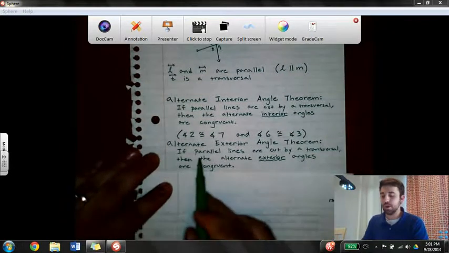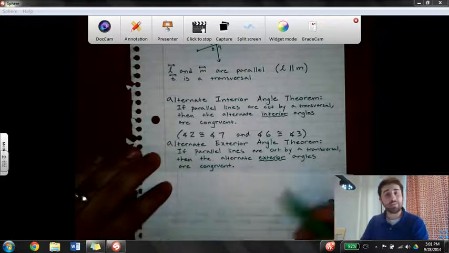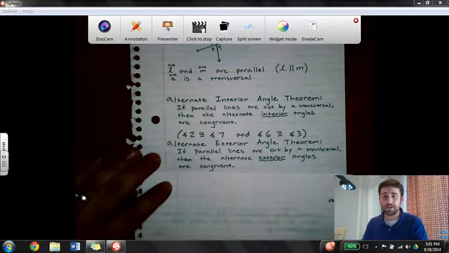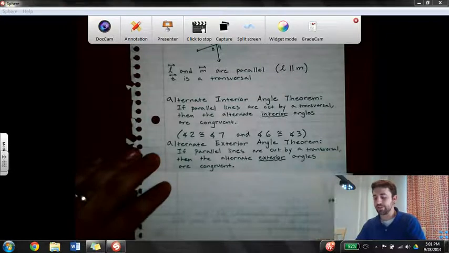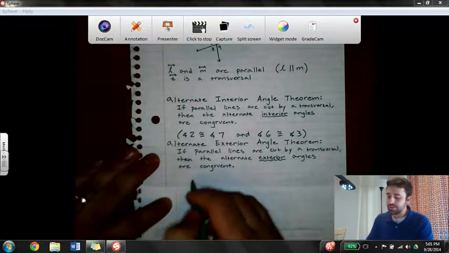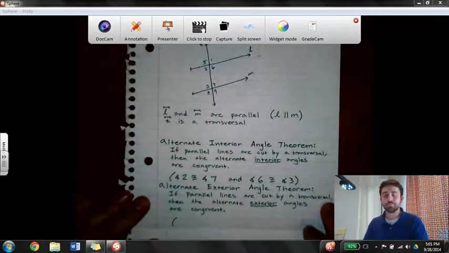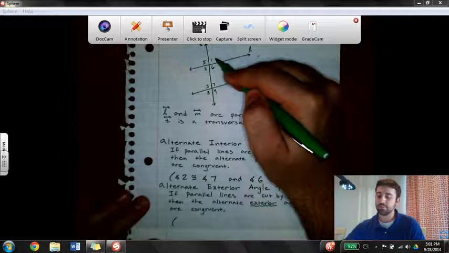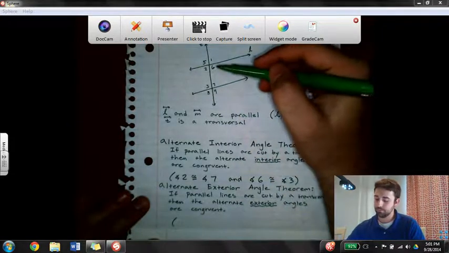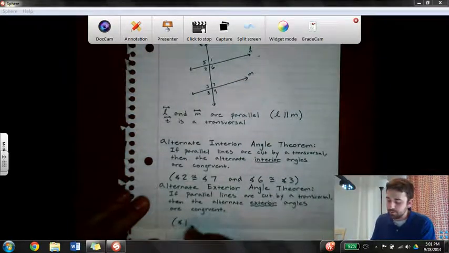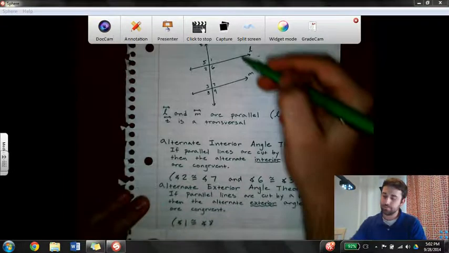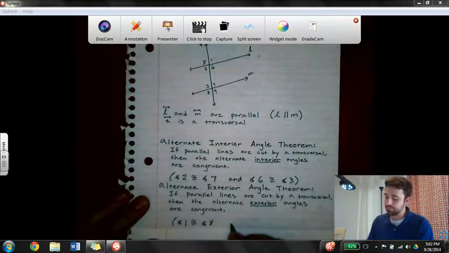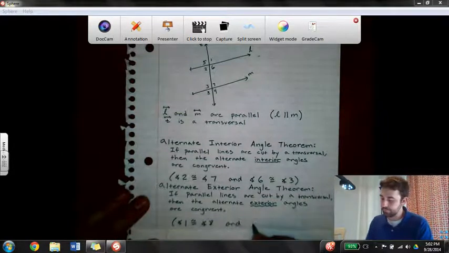The next theorem is the alternate exterior angle theorem. Alternate being opposite and exterior being outside the parallel lines. If parallel lines are cut by a transversal, then the alternate exterior angles are congruent. So once again, looking at our diagram, the alternate, so opposite, exterior, so outside the parallel lines, are congruent. In this case, angle 1 is congruent to angle 8, and angle 5 is congruent to angle 4.